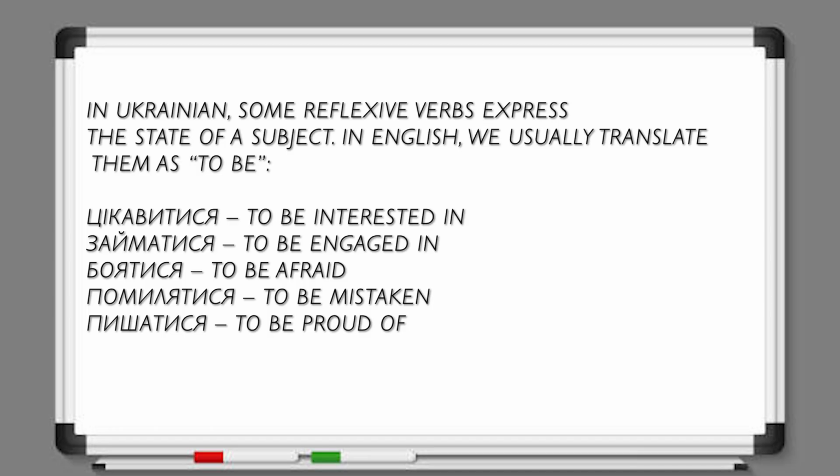The sixth case. The state of subject. In Ukrainian, some reflexive verbs express the state of a subject. In English, we usually translate them as to be. For example, цікавитися, to be interested in, займатися, to be engaged in, боятися, to be afraid, помилятися, to be mistaken, пишатися, to be proud of.